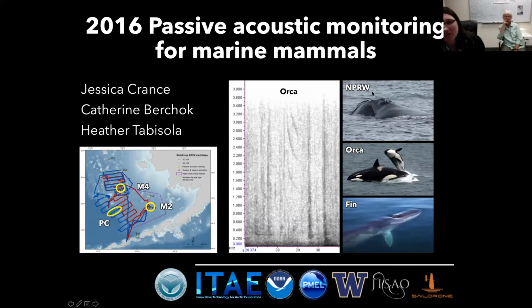But again, we want to be able to see some of the finer scale calls like the North Pacific right whales, which are endangered and are really the focus of this project. So again, this year we'll be focusing on the M4 area and the Pribilof Canyon area. And we've made some adjustments to the AccuSonde itself, as well as to the Saildrone hull. Overall, background noise is a lot quieter. We can't necessarily hear the waves slapping the outside of the hull anymore, which is really, really exciting. And we think the project's going to work a lot better this year.